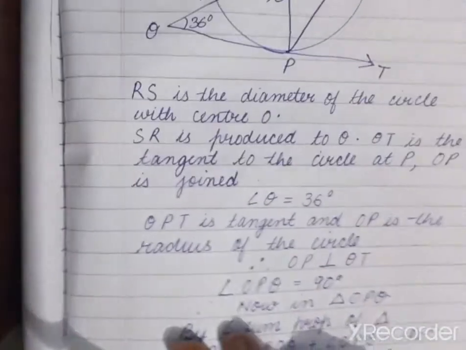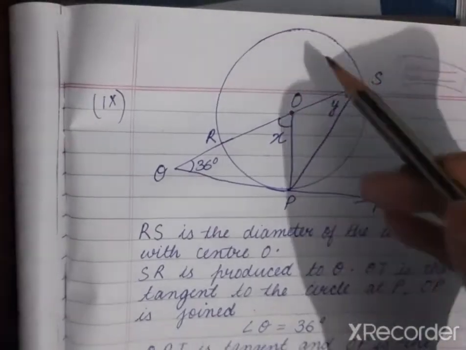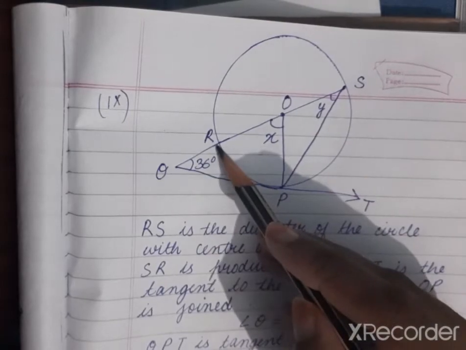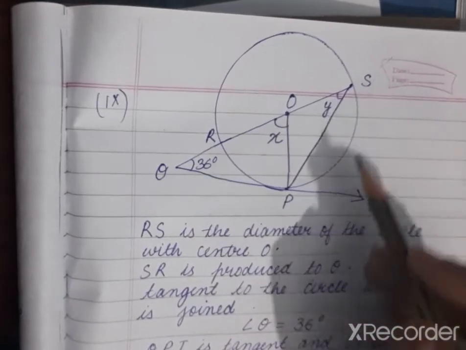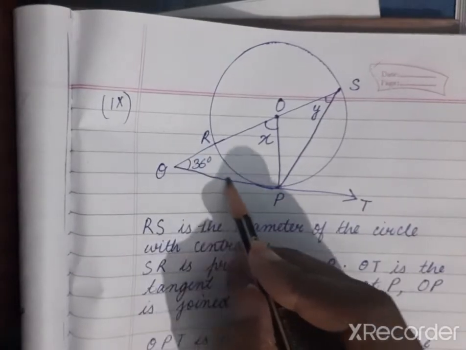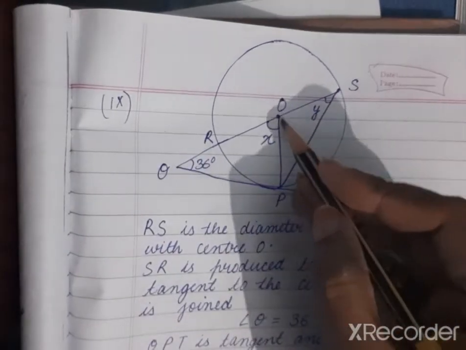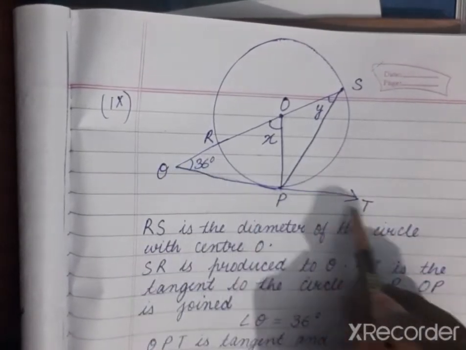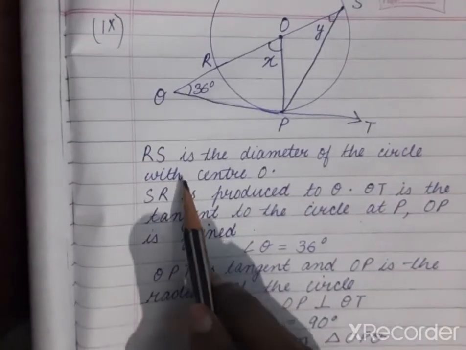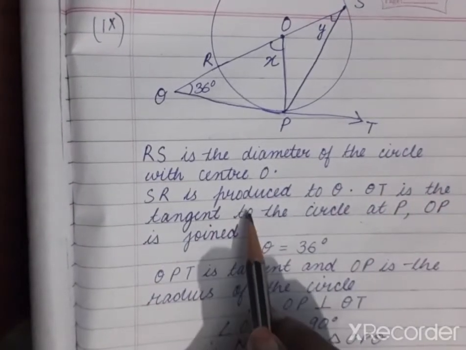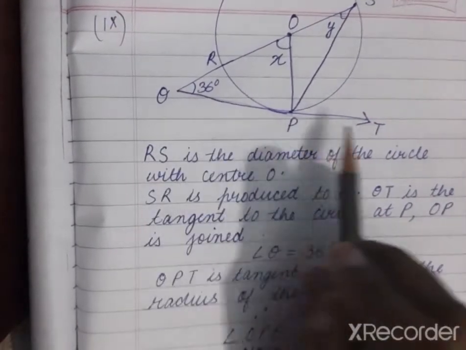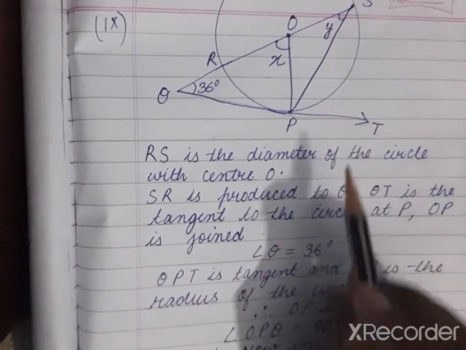Now coming to the next question, that is question number 9. Question number 9, again you can see this is a circle. I have named it here Q, R, O, S and here P. Here you can see that this is a tangent. OP is perpendicular to QT, that is why QT is the tangent. I have written here RS is the diameter of the circle with center O, SR is produced to Q, and QT is the tangent to the circle at P.